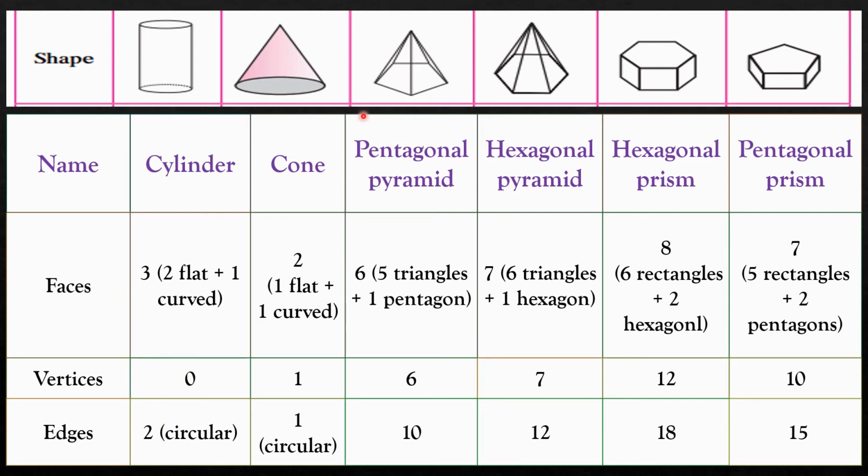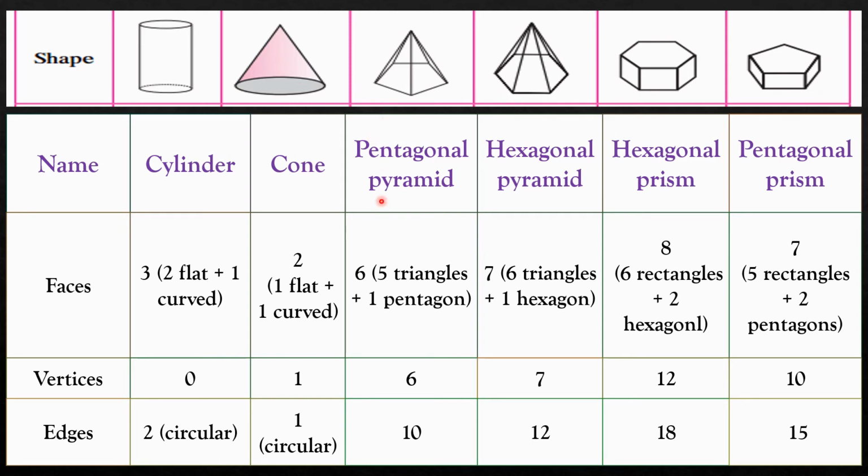Now next is cone. Here you can see, cone has 2 faces, one is flat and one is curved, 1 vertex, and 1 edge. So cone has 2 faces, 1 vertex and 1 edge.